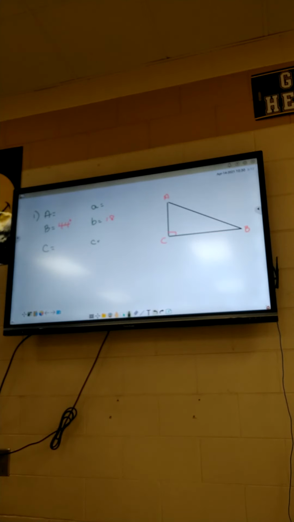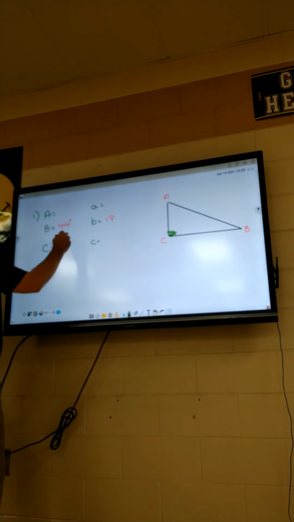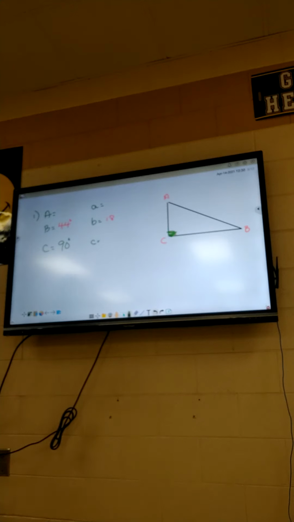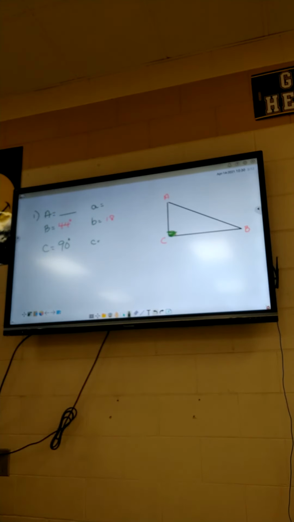So let's go back over 1, 2, and 3. Banner, since these are right triangles, C is going to be 90 on every problem. So right now, y'all write down 90 degrees for angle C on 1, 2, and 3. Brantley, do you remember how to find the last angle if we were missing just 180? Do that and tell me what it is.